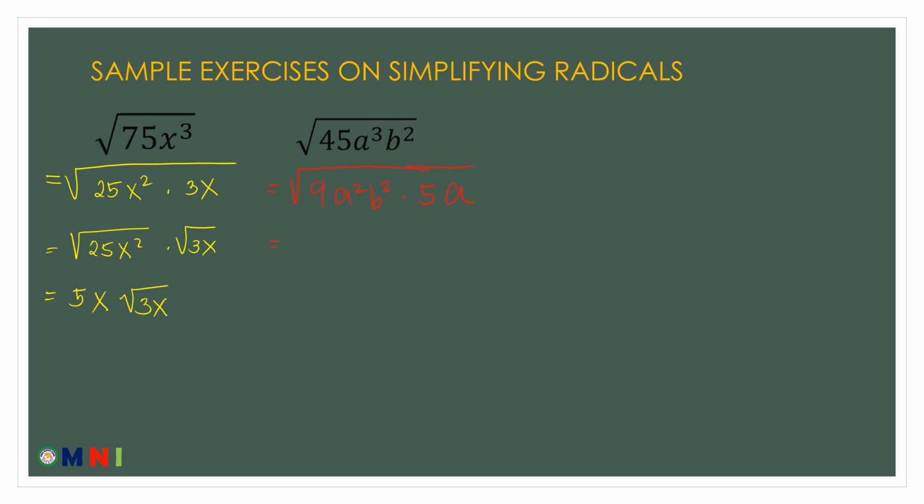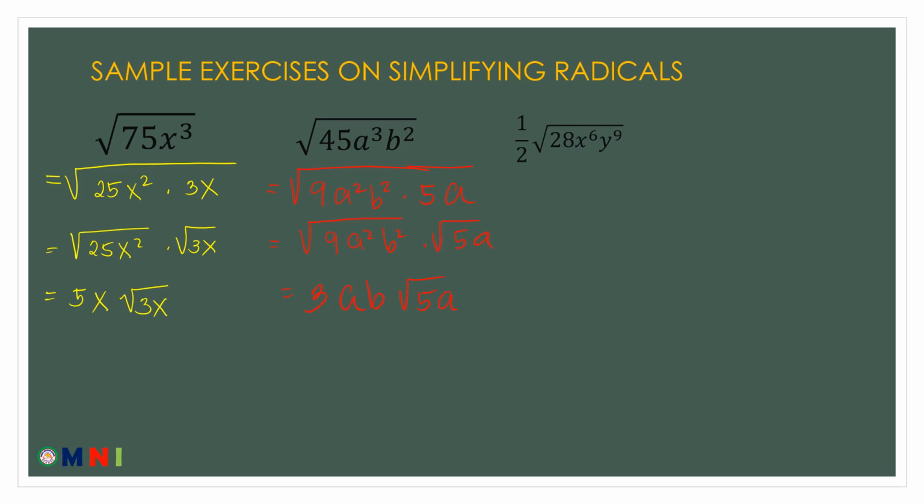And then, of course, we write them separately so it's easier for us to simplify the square root. Therefore, we have here the square root of 9, which is 3, and then the square root of a squared is a, the square root of b squared is b, and of course, just simply copy the square root of 5a.